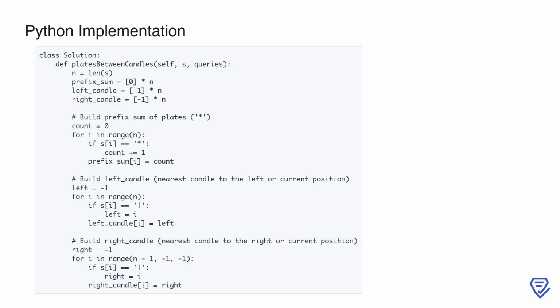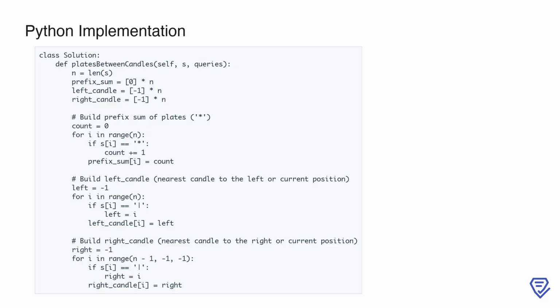First, we calculate the length of the string and initialize three arrays, prefix_sum, left_candle, and right_candle. These will help us efficiently compute the number of plates between candles for any given range. The prefix_sum array will store the cumulative count of plates up to each index, while left_candle and right_candle will track the positions of the nearest candles to the left and right of each index, respectively. Next, we populate the prefix_sum array.